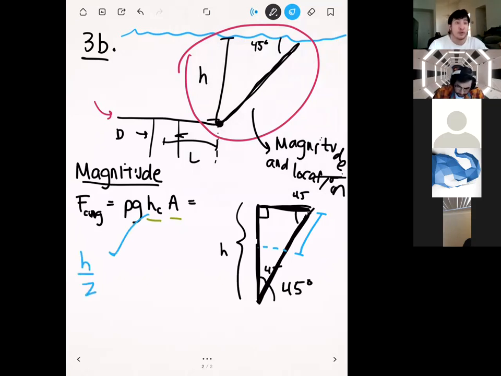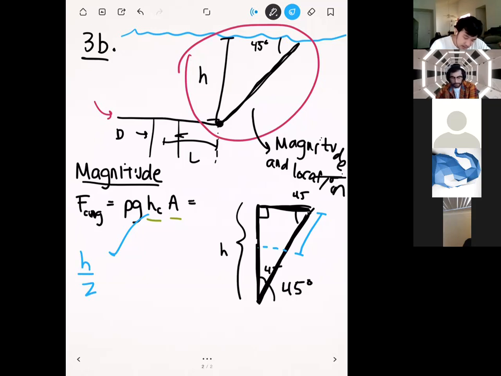So even though we have an angled gate, the actual depth of the centroid is still the same, sorry. And so when you're doing these problems, you have to keep in mind that whenever you see h, it means depth. Depth is just the vertical distance down. So even though we have an angled gate, the depth of the centroid is still going to be the same, okay? And so now let's look at the area, okay?